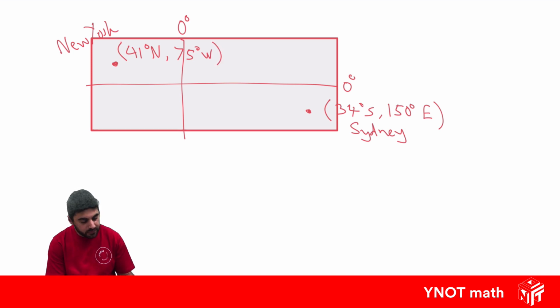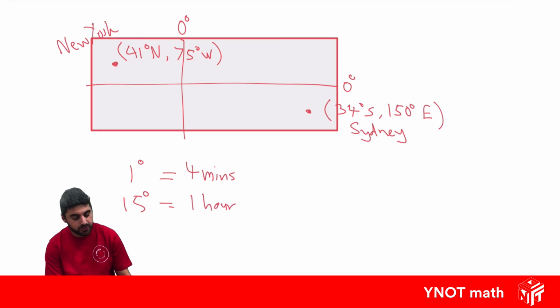Now, for every degree you move on the Earth, every 1 degree, that actually equals 4 minutes in terms of the time zones. And if we multiply both sides by 15, that's 15 degrees equals 60 minutes or 1 hour. Okay, so we have those options to use as well. So for every 1 degree we go across either way, that's a 4-minute time difference. And every 15 degrees we move across, that's a 1 hour time difference.